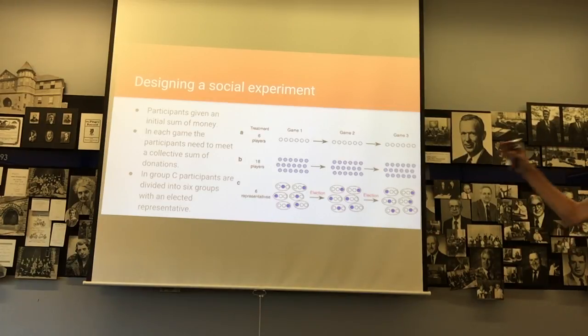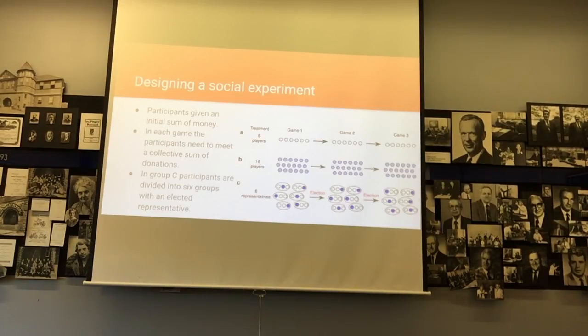So there were 3 different groups of people. The first group of people were 6-player games. So there were 6 players participating in the game, and then there were 3 rounds, and I'll get to the 3 rounds in a moment. The second group of people were 18 players, so it's the same thing as the 6-player game, except now there are 18 players playing at once.